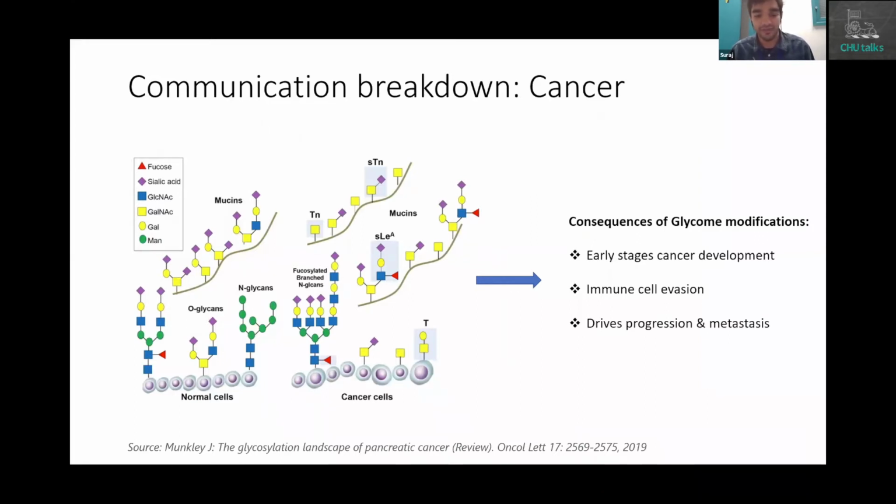A lot of researchers have previously hypothesized that these sugar structures on cancer cells are likely to be different from normal cells, and this has been established quite a lot now. You can see that these structures, these building blocks, look different in normal cells than they do in cancer cells. And because of these differences in these sugar structures, there are several consequences to this.